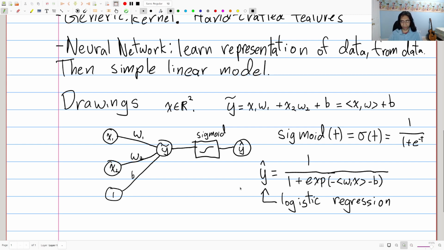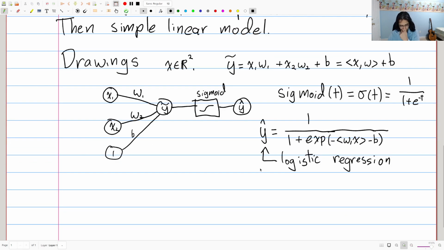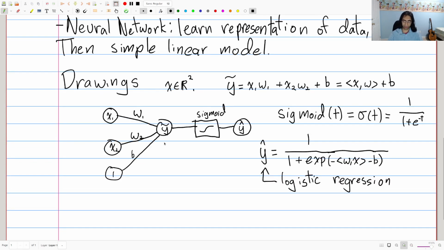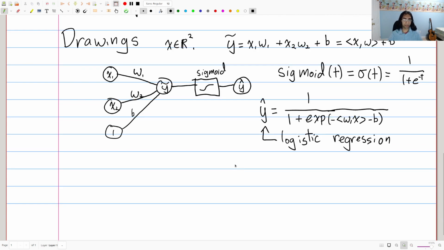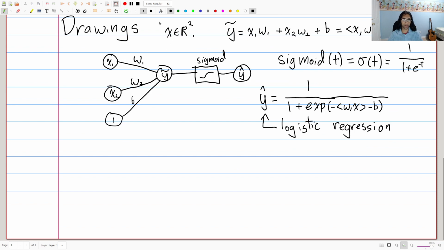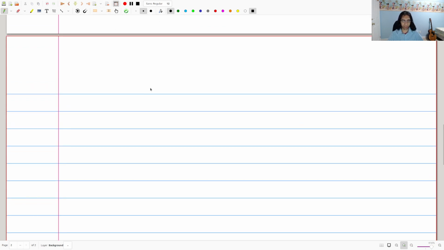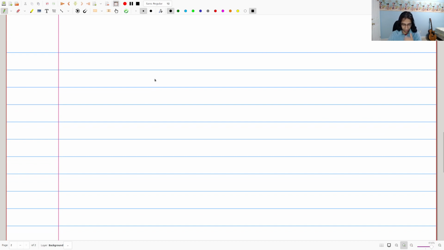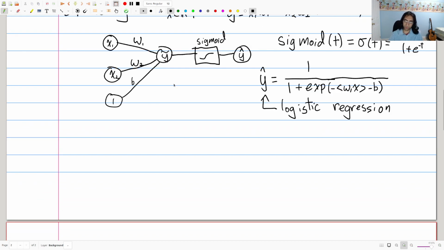Okay, hopefully this is just review. I'm not telling you anything new there. But the point is, this is logistic regression, and that's how you represent it in a drawing here. Okay, so that's nice and that's familiar. But now, the point of neural networks will be that we take this and we just stack more layers next to each other. Before I get to that, actually, let me just comment a little bit more.